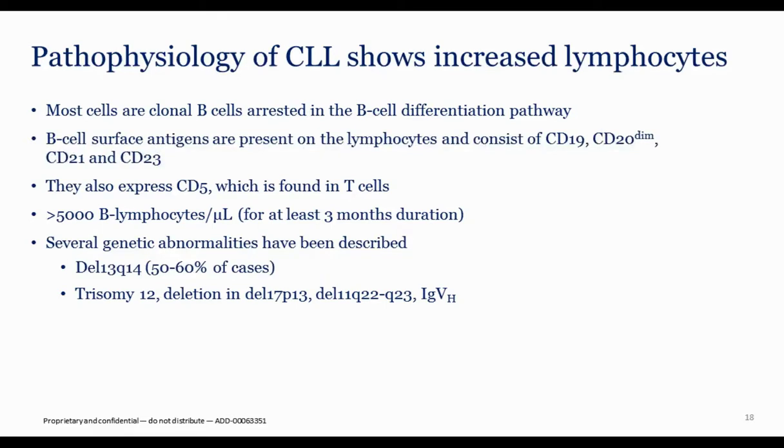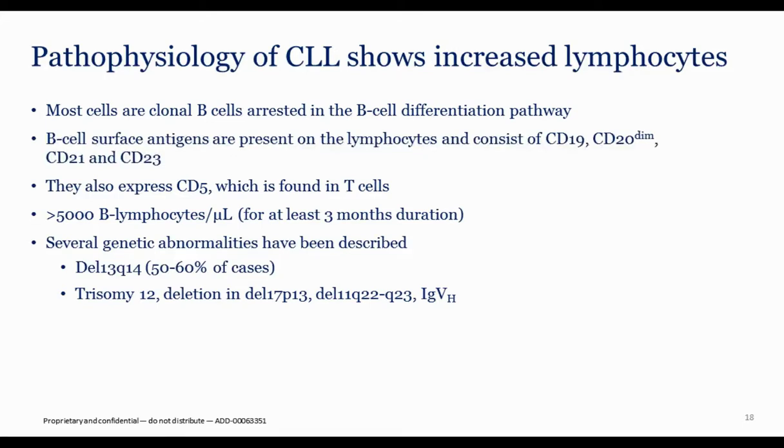Now, these patients also express an aberrant T cell marker, and this would be CD5. So we're going to get a B cell marker and a T cell marker on the very same cell. So this would be an aberrant co-expression. When we look at the clinical diagnosis that's required for CLL, of course, 5,000 B lymphocytes per microliter, and this has to be over a prolonged period of at least 3 months duration.